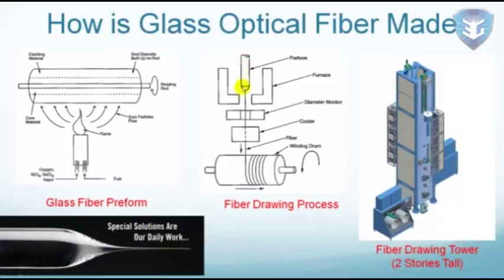Then the preform is hung at the top of a fiber drawing tower. The tower is a couple stories tall, as shown in the right picture. The preform is heated by a furnace which softens the glass. The softened glass drips and is pulled downward by gravity. A diameter monitor carefully monitors the fiber's diameter, which usually is 125 micrometers. Then the coater deposits a layer of plastic buffer coating for mechanical protection, which usually is 250 micrometers in diameter. And finally, the fiber is wound onto a spool for storage and transportation.